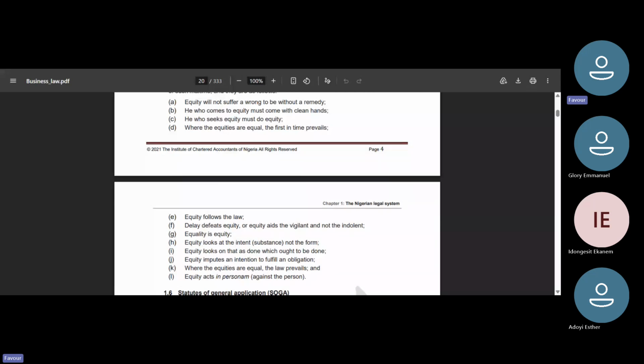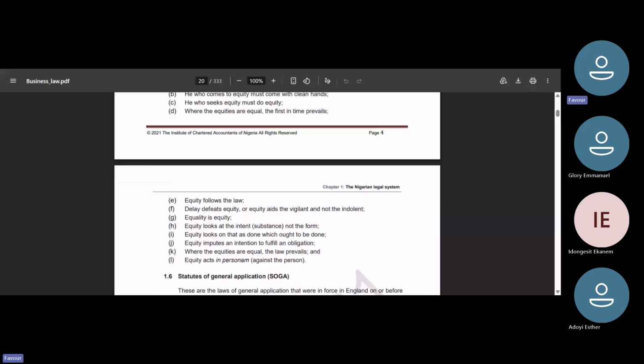So it is basically saying that you are probably supposed to do A. Equity is going to look at it that, okay, you ought to do A, so we are looking at it that you have done A, right? Then equity imputes an intention to fulfill an obligation.